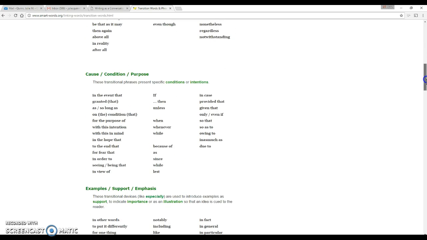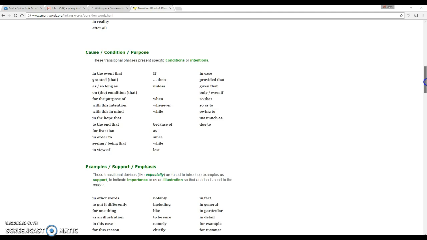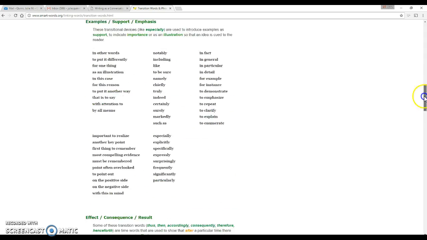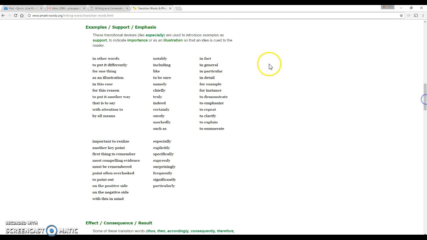Now, you can come back to this link a little bit later on when we do our cause effect paper because it's great. It shows transitional words that will help connect causes and effects to one another as well. And then of course, my favorite example ones are for example and such as. I don't know if they have such as. Yep, they do have such as in there.